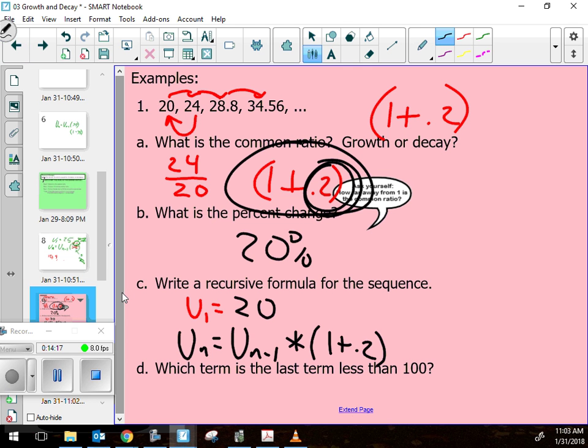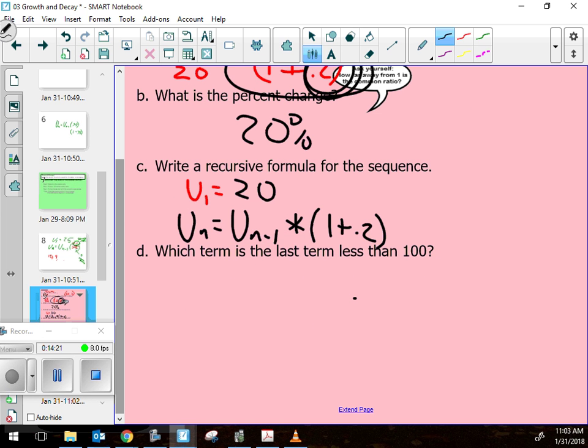Okay, and then what is the last term less than 100? So basically, you keep growing, and then it almost turns into 100. What's that last term before it turns into 100? U sub 9? Raise your hand if you had u sub 9. You are correct. Awesome. That's assuming you started with u sub 1. Now, if anybody did it as u sub 0, then that number would be different. But it's still the 9th term.